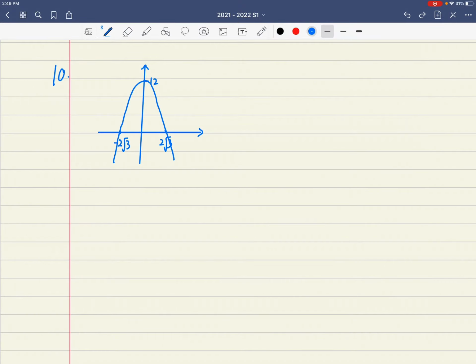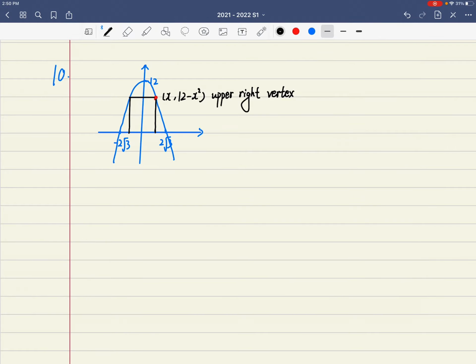Okay, so let's assume this point is my upper right vertex. So the coordinate of this vertex is going to be x, 12 minus x squared, because it is on the parabola. The parabola is y equals 12 minus x squared. Okay, so let's say this is the coordinate of my upper right vertex. Then let me draw the rectangle.